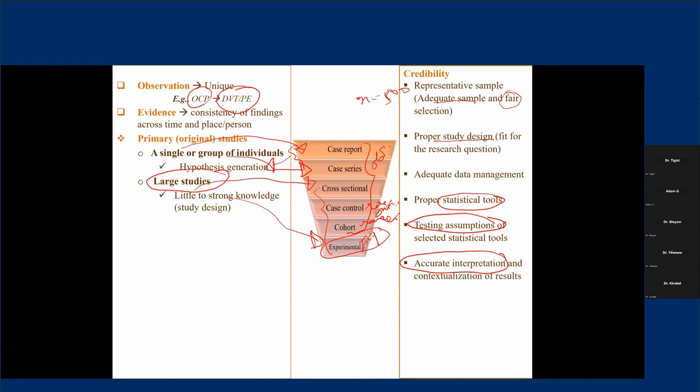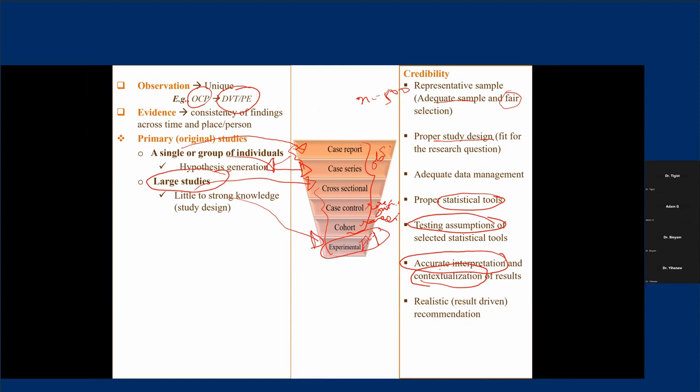So as an author, we're responsible to provide accurate interpretation of our results without exaggerating it or underestimating the findings. And we have to further contextualize the results into the setup that we have studied. We have recruited the patients so that these results can be used in the context of what we have found. And the last one is we have to give realistic or result-driven recommendation.